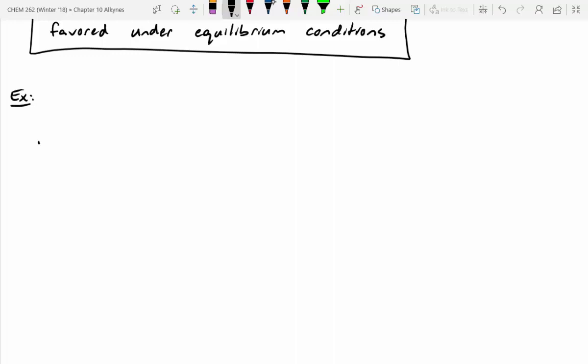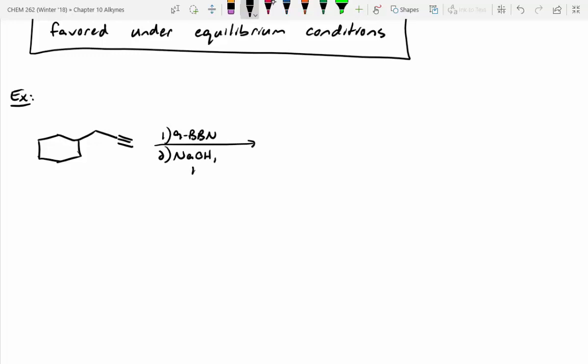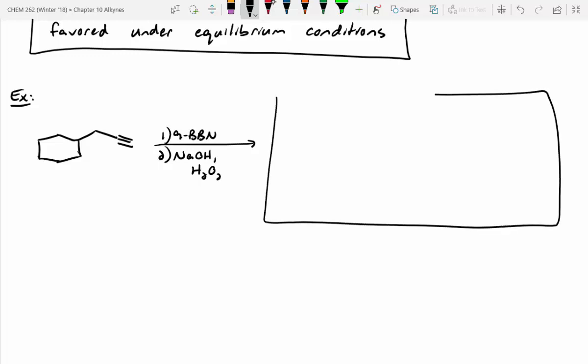All right, I'll do some practice exam problems here. So I'll make them worth 4 points. So you've got 9-BBN, NaOH, and H2O2. Got this big old empty box worth 4 points. We need to determine what the product looks like and put that in the box.